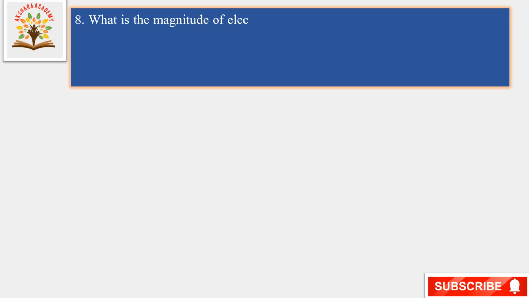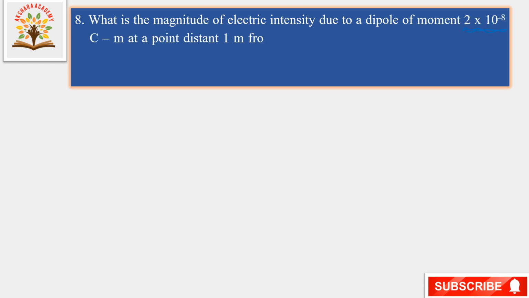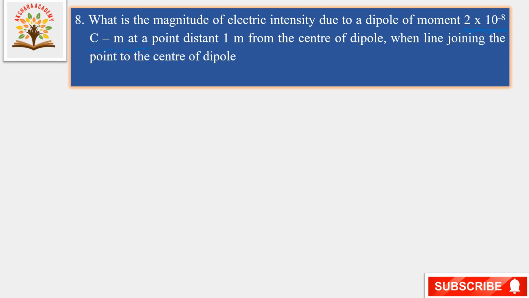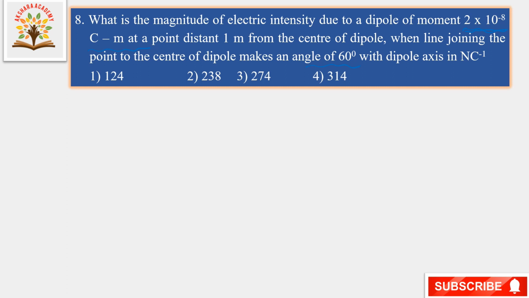What is the magnitude of electric intensity due to a dipole of moment 2 into 10 to the power of minus 8 coulomb meter at a point distant 1 meter from the center of the dipole, when the line joining the point to the center of the dipole makes an angle of 60 degrees with the dipole axis, in Newton per coulomb? Now let us go to the solution.